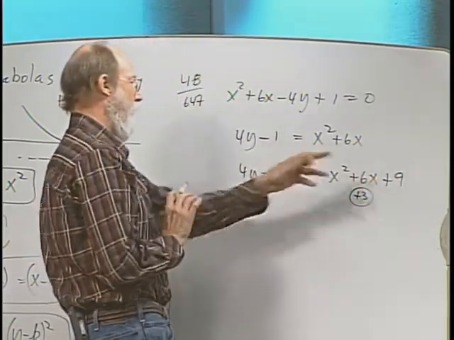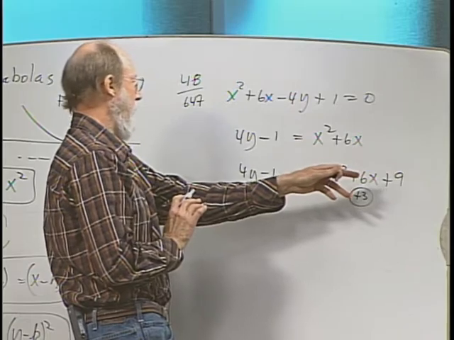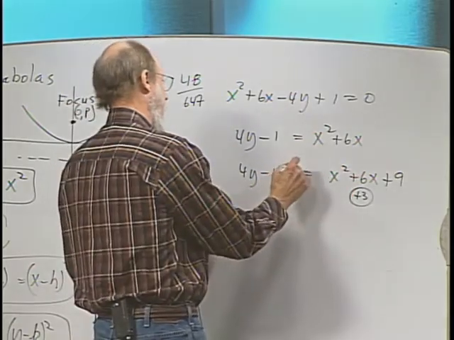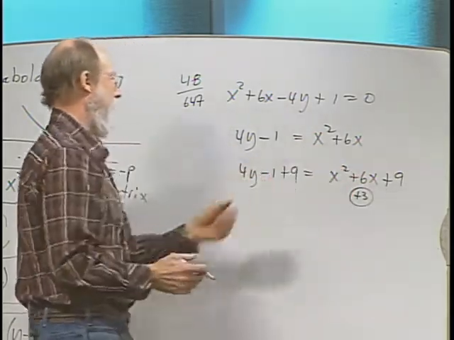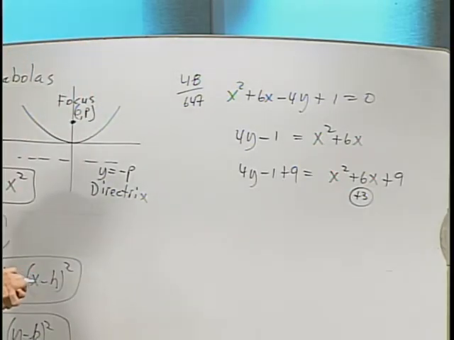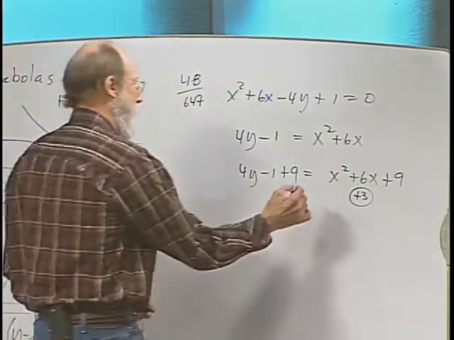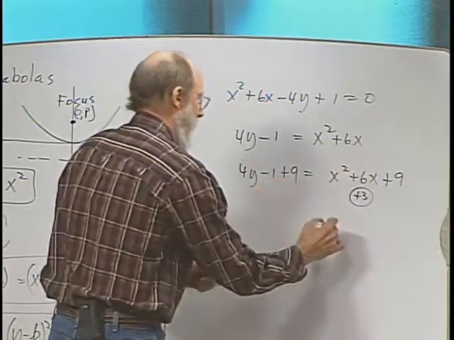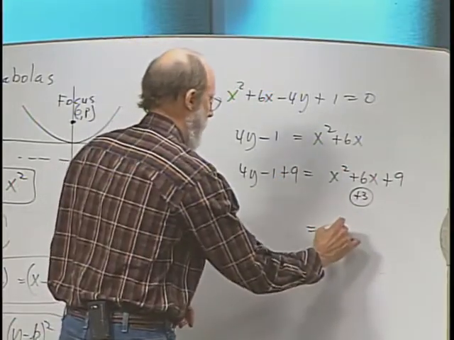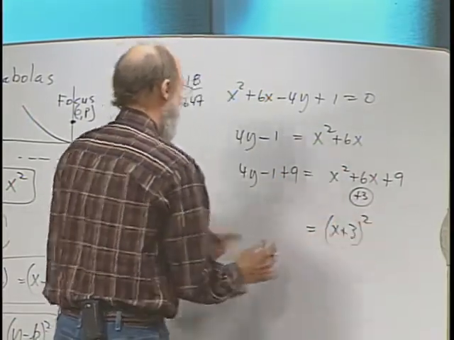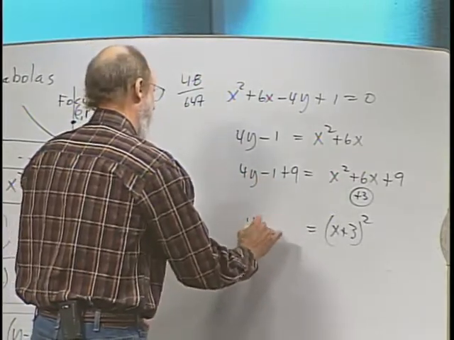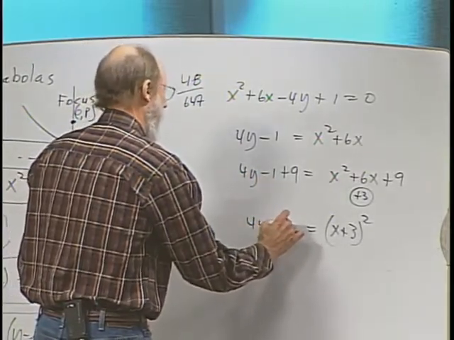And then that now, we just added 9 to the right side of the equation. So on the left side of the equation, let's keep things balanced by adding 9 over here. Now, if we tidy this up a little bit, on the right we have a binomial square. It's just x plus 3 quantity squared. And on the left, we have 4y plus 8.